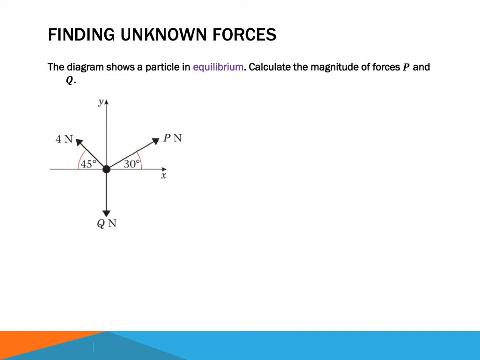So here's an example question. It says that the diagram shows a particle in equilibrium, so straight up we know that the acceleration is 0, and we're asked to calculate the magnitude of forces P and Q. We'll begin as usual by resolving in given directions, so I'm going to resolve first to the right. In this case, obviously as it's stationary, you can choose whichever direction you wish, either right or left, and I'll also resolve upwards.